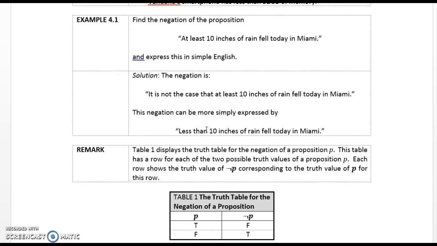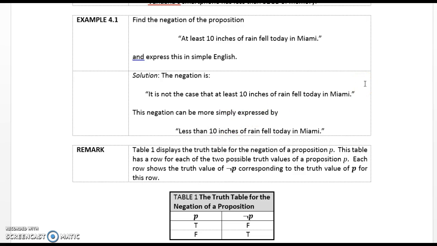Example 4.1. Find the negation of the proposition at least 10 inches of rain fell today in Miami and express it in simple English. The negation is, it is not the case that at least 10 inches of rain fell today in Miami. This negation can be expressed more simply by less than 10 inches of rain fell today in Miami.